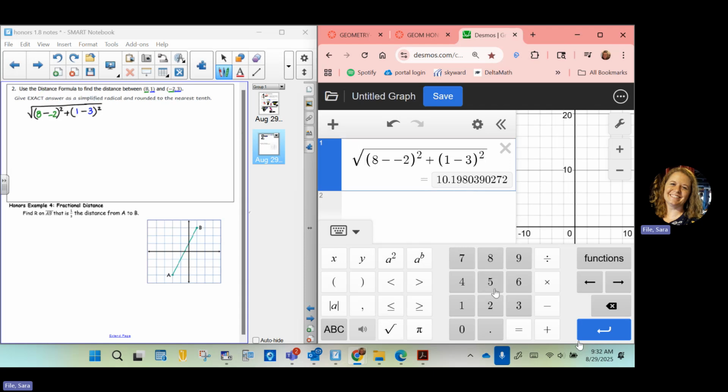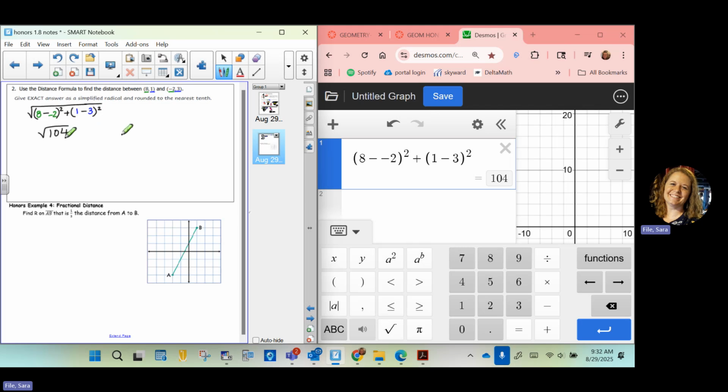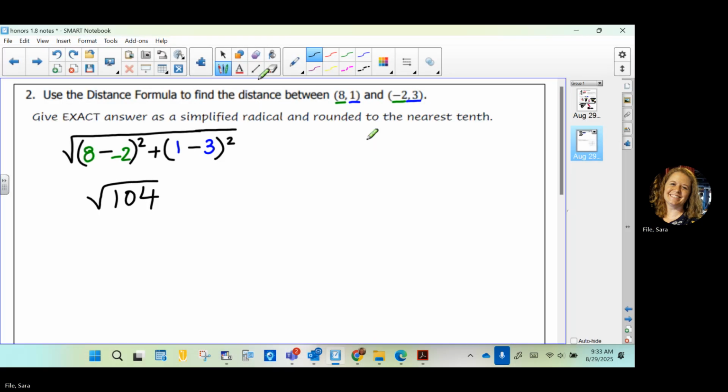So what you could do is take out the square root just to get what goes underneath. Okay, so underneath the radical should be a 104. Is that what y'all got? Okay, so then we need to simplify that. Y'all let me get this big again for us.